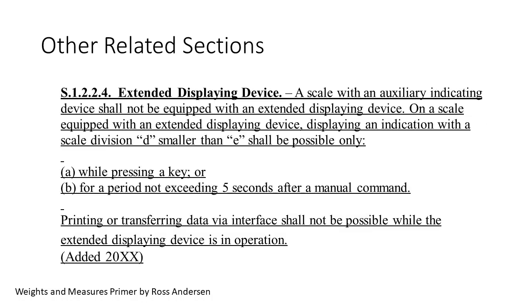The new S1224 addresses the specifications for the extended displaying device. First, these are not permitted on devices with an auxiliary indicating device. It would be redundant. When so equipped, the extended display may only be visible while pressing a key or for up to 5 seconds after entry of a manual command. To prevent fraud and confusion, the instrument may not print or transfer data while the device is in operation. It is simply a tool for the person performing the test. I suspect these will rapidly become standard features since they make error weights unnecessary.